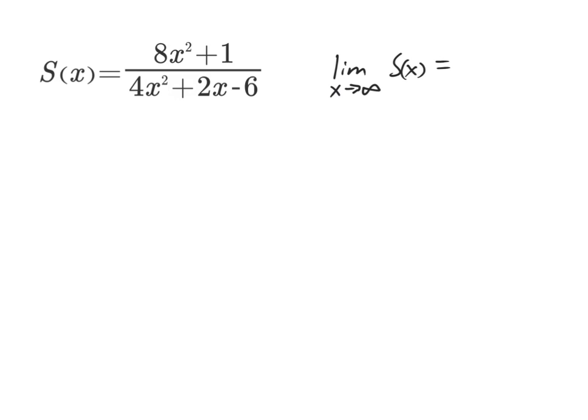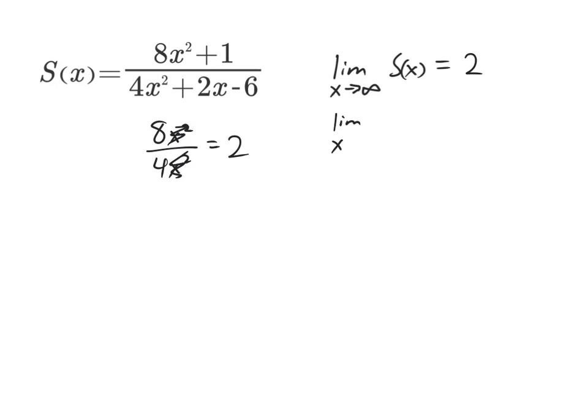Well, if I look at this, and I go off to infinity, this will take over this, and this will take over the rest of this. So in other words, all I need to do is look at these two things right here. If I look at just those two things, I get 8x squared divided by 4x squared, which ends up being, that goes away, so it ends up being 2. So the limit as x goes to infinity of big S of x is 2.